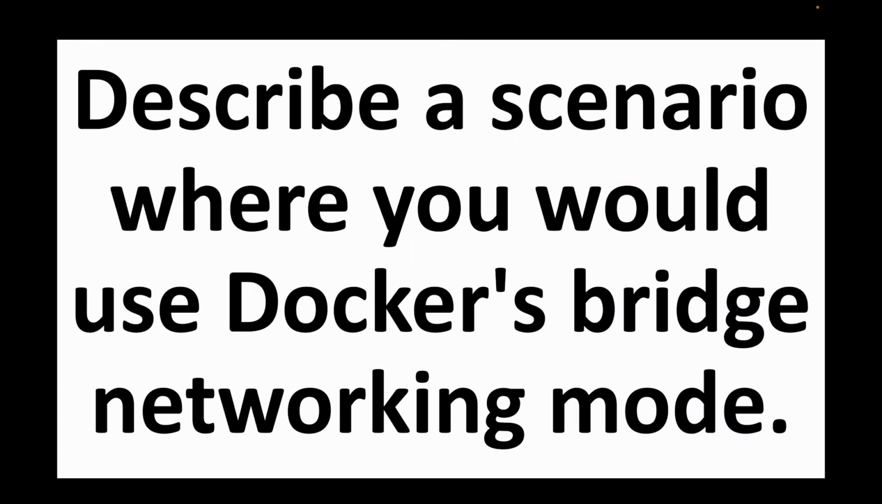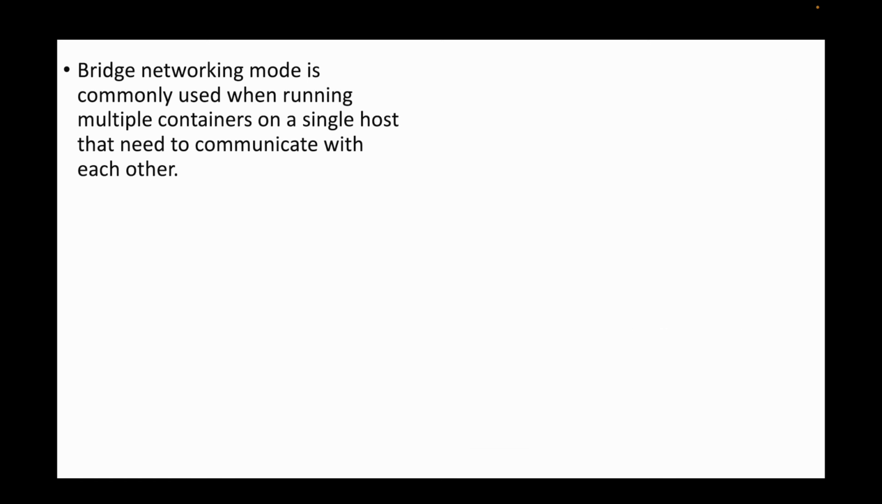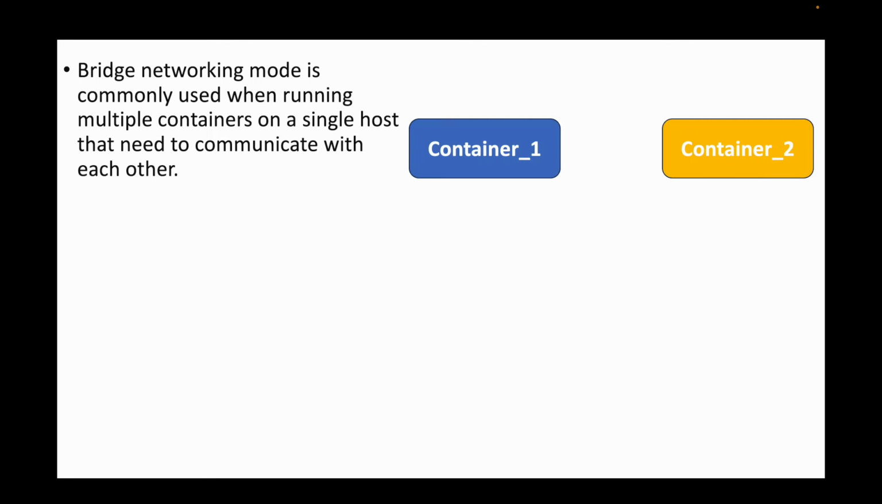The next question we have is, describe a scenario where you would use Docker's bridge networking mode. The bridge networking mode is commonly used when you're running multiple containers. Let's say you have container 1 and container 2, both running on the same machine. If you want these two containers to talk to each other, we can make use of the bridge network. So in this case, container 1 needs to talk to container 2, or vice versa, and we can make use of the bridge network for that.